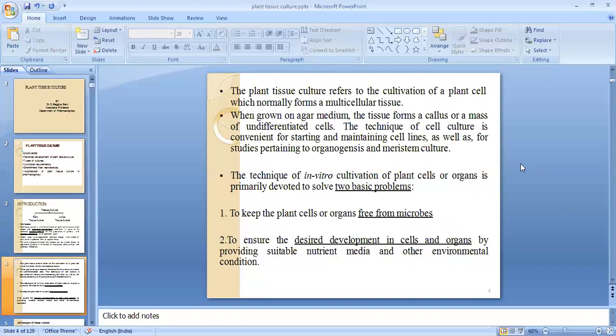And this plant tissue culture, it refers to the cultivation of a plant cell.